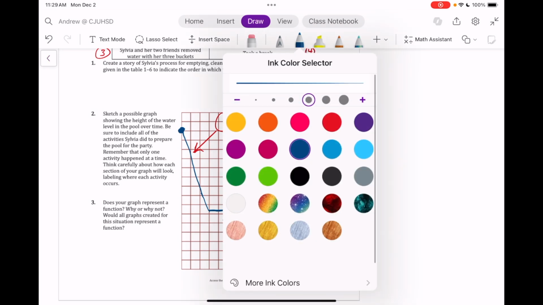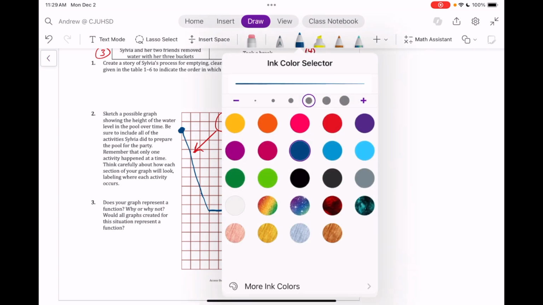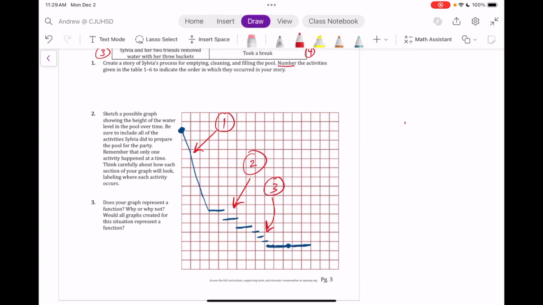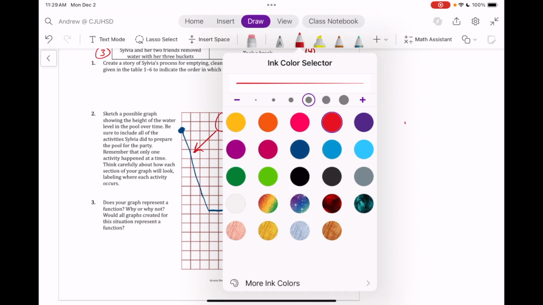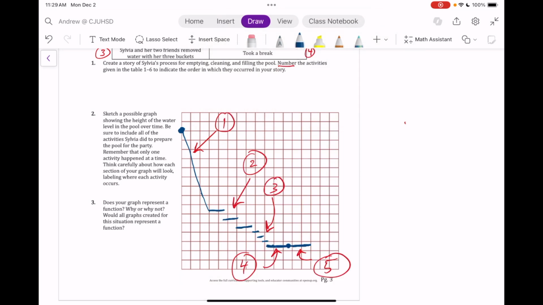So we've gone through step 4, which is to take a break, and step 5, to clean the pool. And now finally, she's going to turn on the water, turn on the hose, and it's going to refill all the way back to where she had it before. Okay, and there's number 6. There's my story.